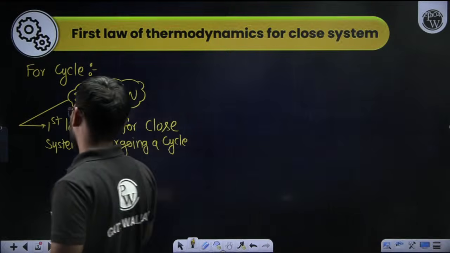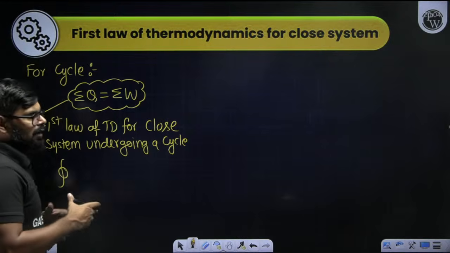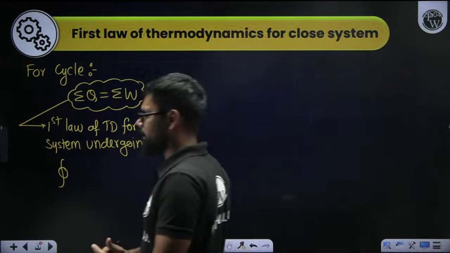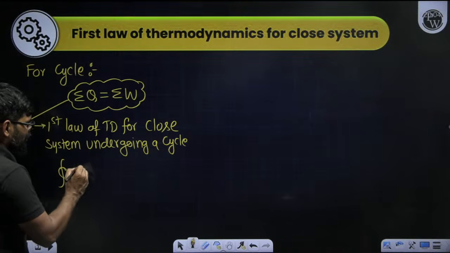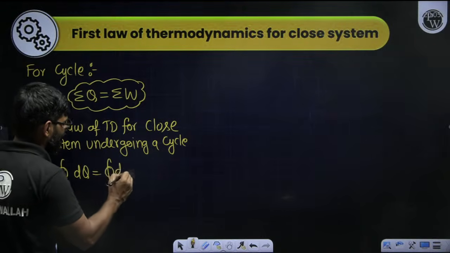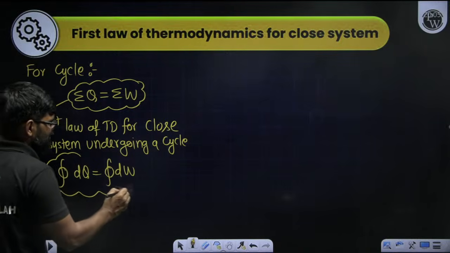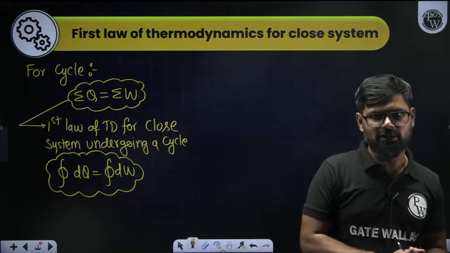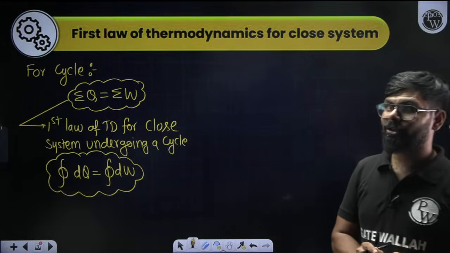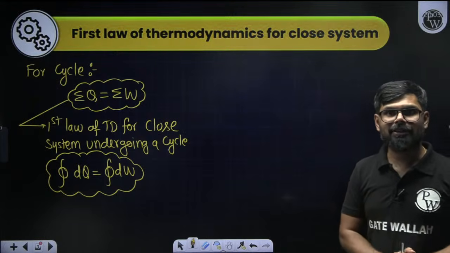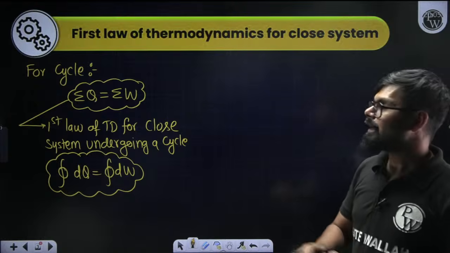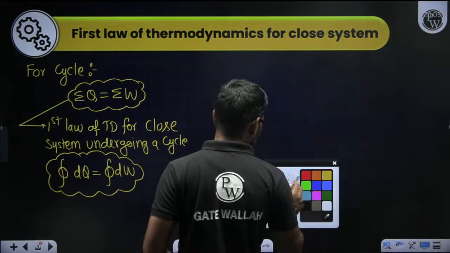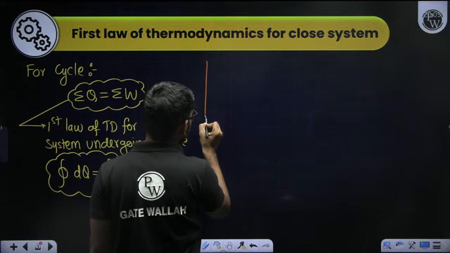Now you can write it in the form of a cyclic summation, because there is a possibility that you need to calculate the net heat transfer in some of the processes. So the better way is to write cyclic summation of dq is equal to cyclic summation of dw. This is our first law of thermodynamics for a closed system undergoing a cycle. Now we have the first law for a cycle, but we don't have any first law for a process. So with the help of this equation we will find the first law for a process. For this, we have to consider one simplest cycle.